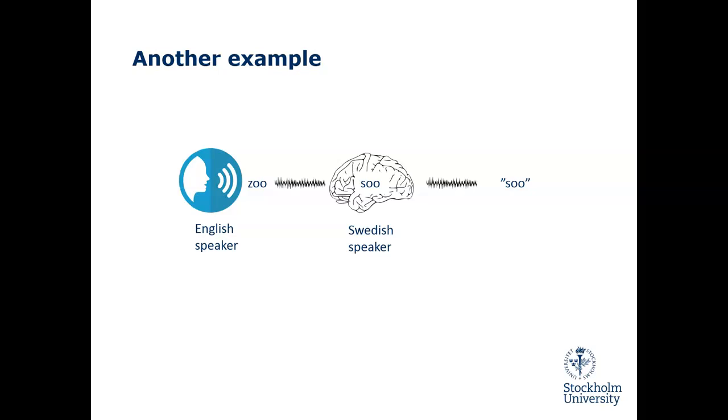that they heard. Then, when it's time for the Swedish speaker to say that word again, they access the stored information in their brain, which has now the incorrect information, and then they say that information and it comes out as soo. So they're speaking with a Swedish accent.